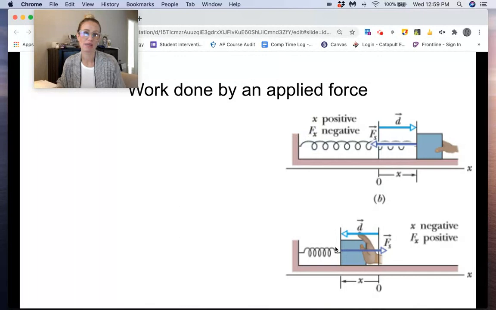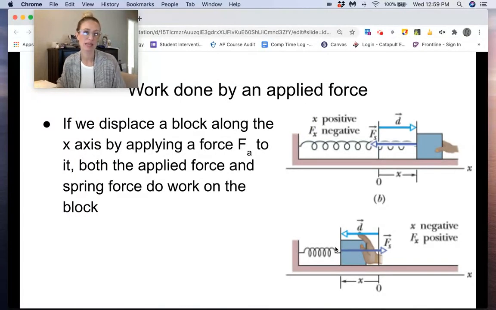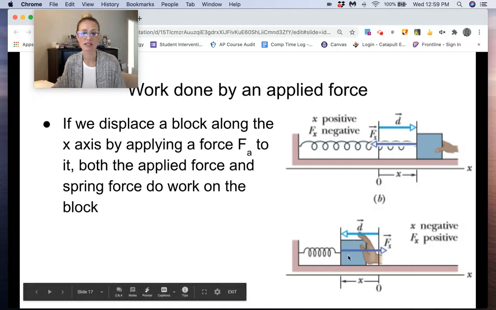So, work done by an applied force. If we displace a block along the x-axis by applying a force to it, both the applied force and the spring force do work on the block. So here's our spring force here. Our applied force in this case would be in the opposite direction of the spring force. Our applied force in this case would be to the left, which is again the opposite of the spring force.